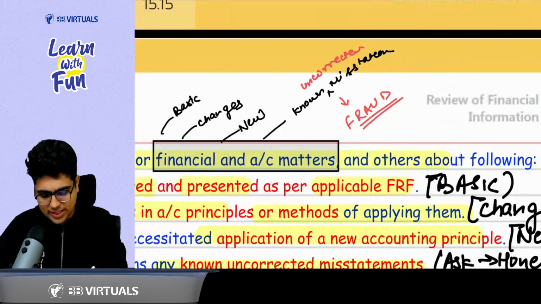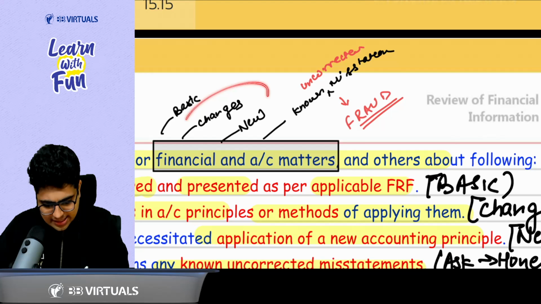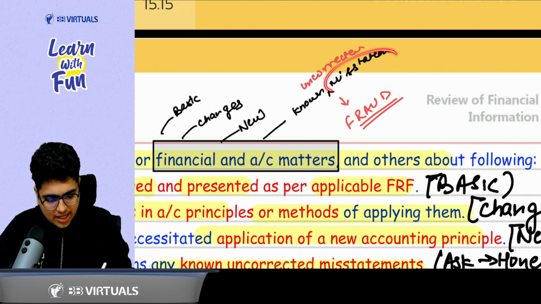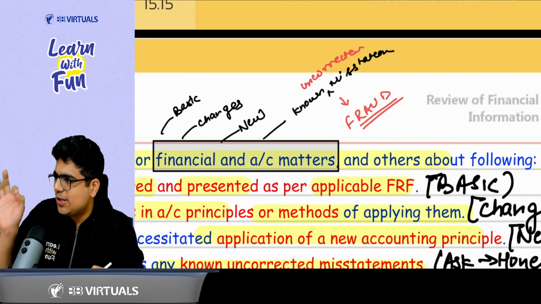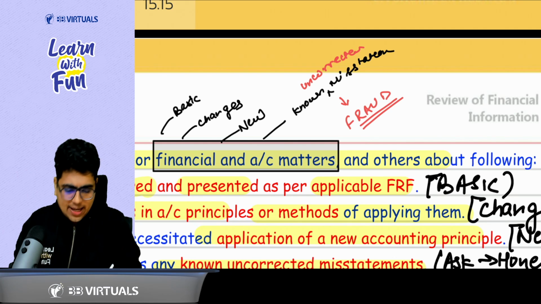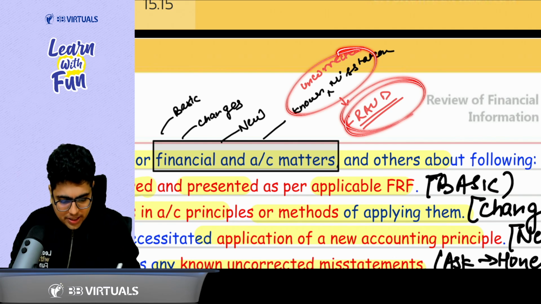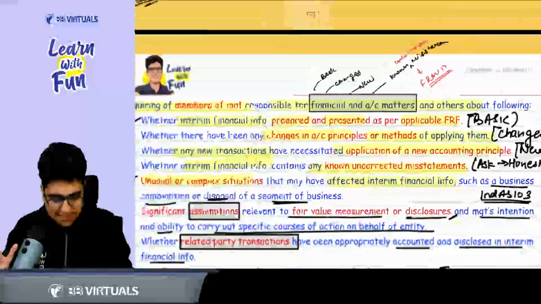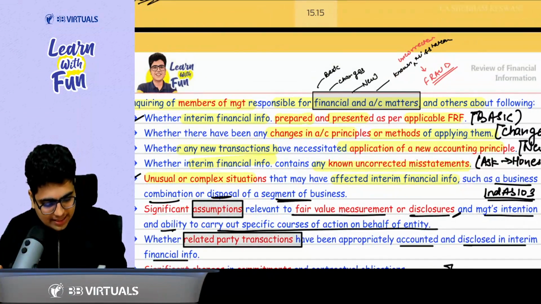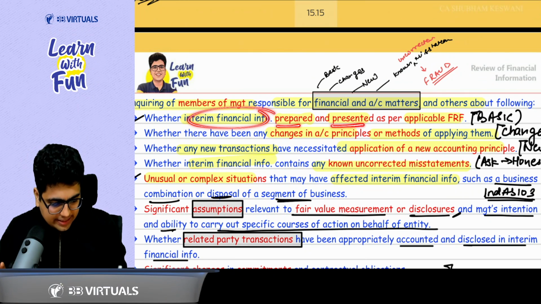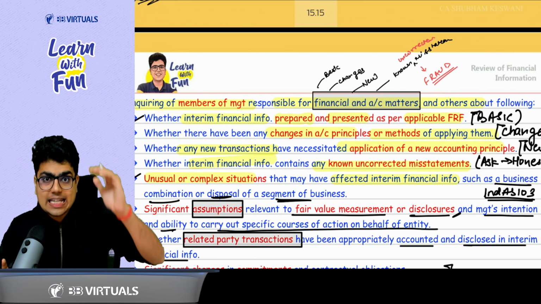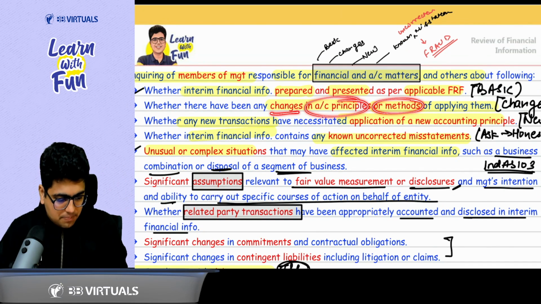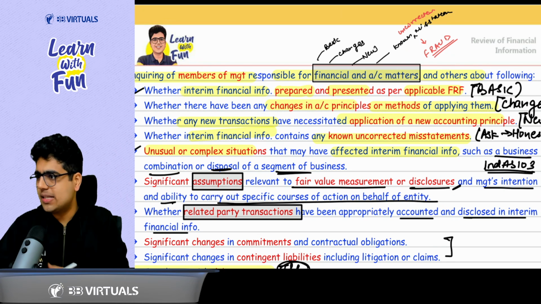Sir, what types of inquiries? Basic inquiries, inquiries about the changes, inquiries about something new, plus inquiry about the misstatement, whether there is any known uncorrected misstatement. If there is a known uncorrected misstatement, it could be an indicator of fraud. Sir, what are these things? Please explain more. A basic inquiry means whether the financial information is prepared and presented as per the FRF, whether there is any change in your accounting policy, any change in the accounting principles or methods. Okay, sir.